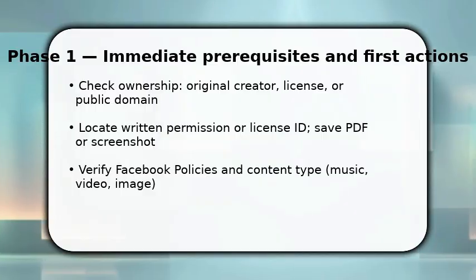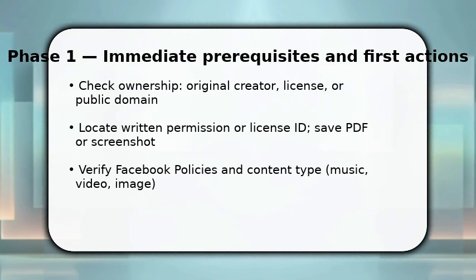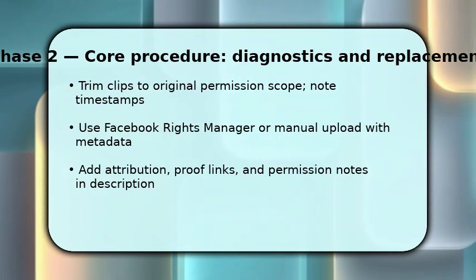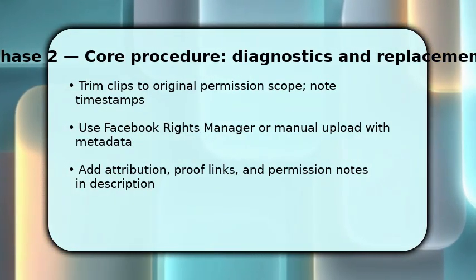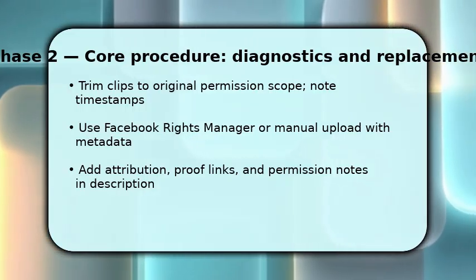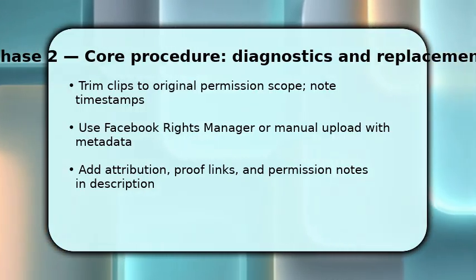If you rely on public domain or Creative Commons, double-check the version and any attribution requirements. Next, prepare the file to match your permission. Trim or mute parts not covered and label timestamps so you can prove scope.